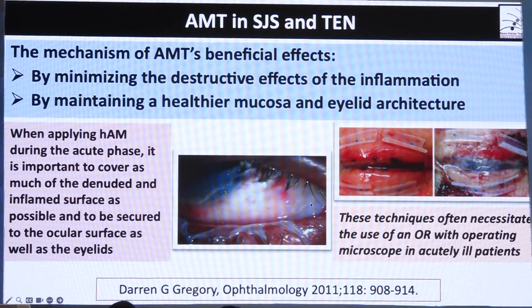The mechanism of AMT's beneficial effects is by minimizing the destructive effects of inflammation, by maintaining a healthier mucosa and eyelid structure. And while applying HAMs during the acute phase, it is important to cover as much as possible, as I mentioned. These techniques often necessitate the use of an operating room or microscope. So even if you don't have these facilities, in these cases you can just put it this way only.